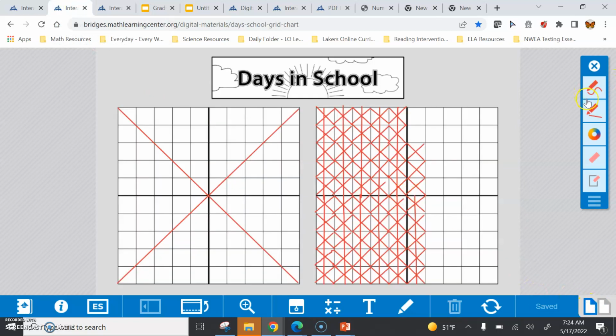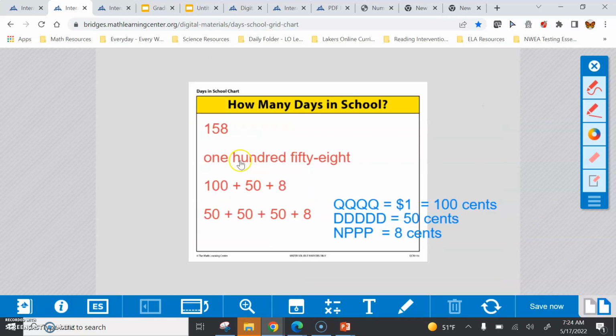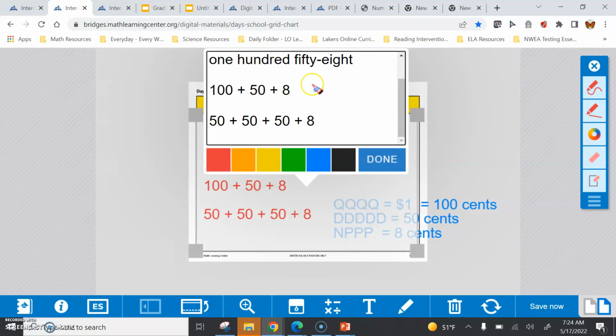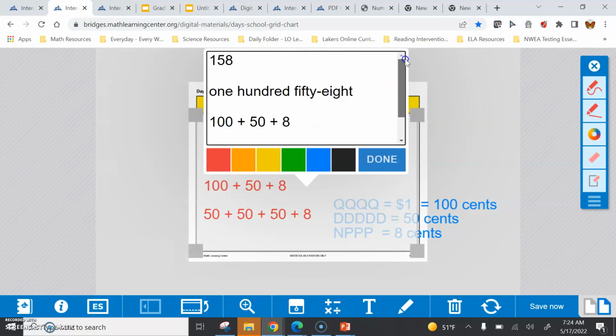Let's move on to add another day that we've been in school, which makes now 159 days. 159 is what we write as a number. Then we take the time to write it as a number word, 159.